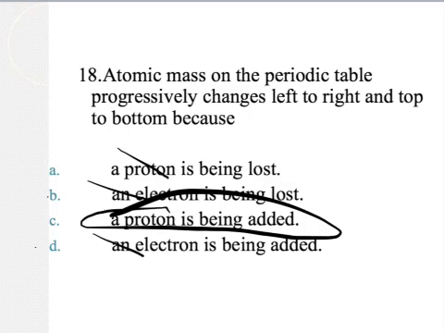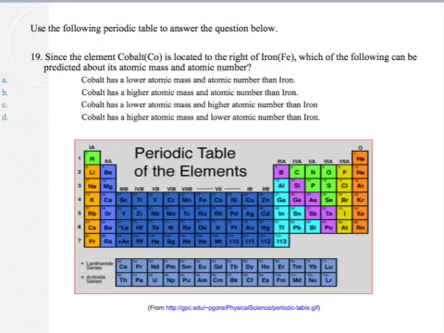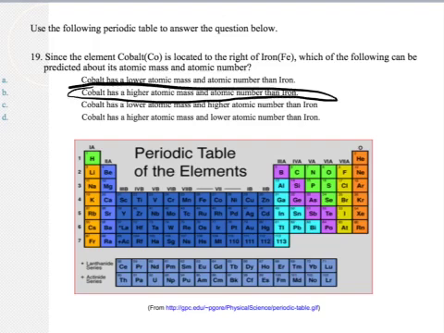Since the element cobalt is located to the right of the iron, which of the following can be predicted about its atomic mass and atomic number? Well, it's to the right, guys. That means we're increasing because atomic number increases as you move to the right. So that means it should have a higher atomic mass and atomic number than iron. There you go. So B is the correct answer because we've added 1 proton. So technically our mass should increase.